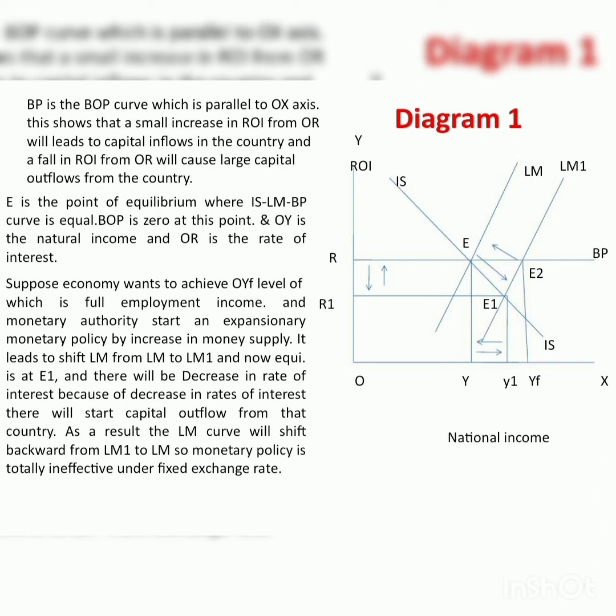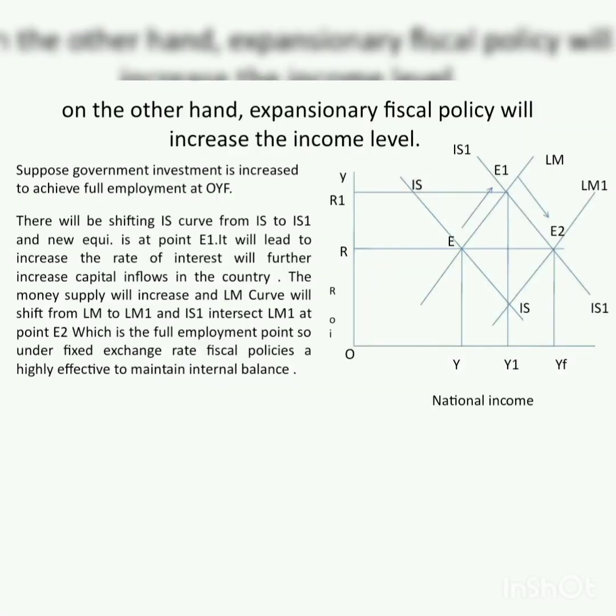And as we have already seen, with the decrease in the rate of interest, capital outflows will start from the country. As a result, the LM curve will shift backward from LM1 to LM. That means it will go back to point E, and the diagram completely shows us that monetary policy will not work as required under the fixed exchange rate. So it is completely ineffective in the case of a fixed exchange rate.